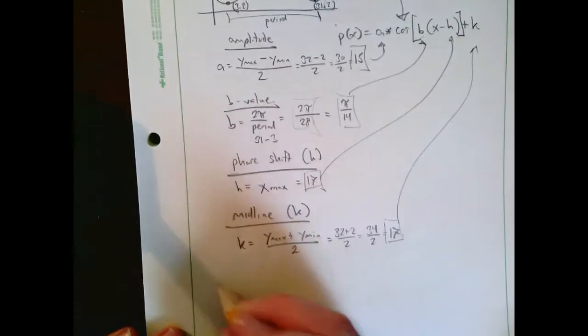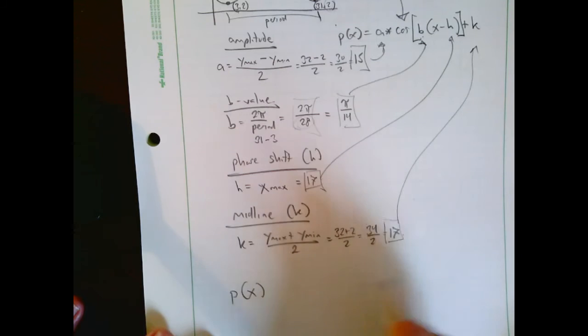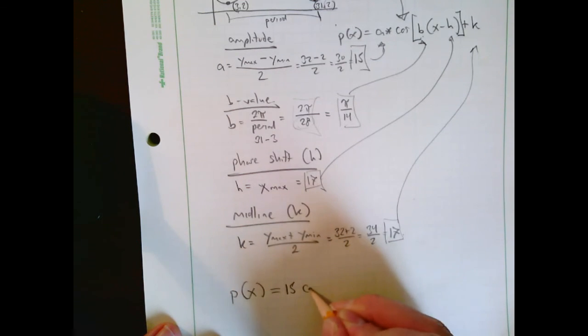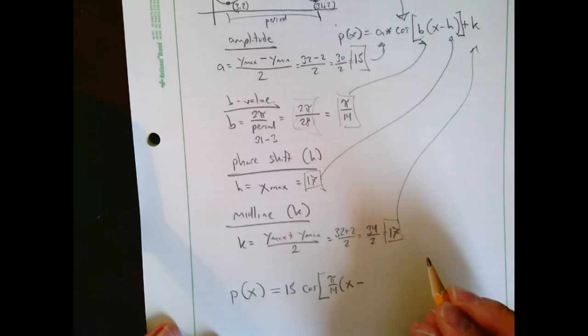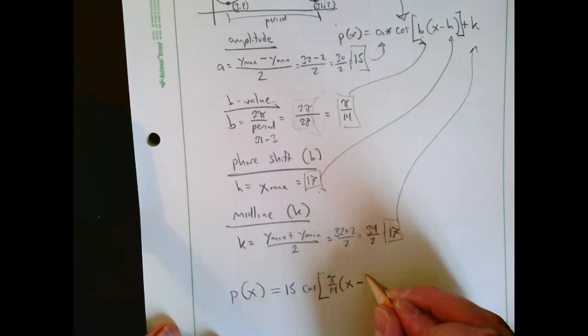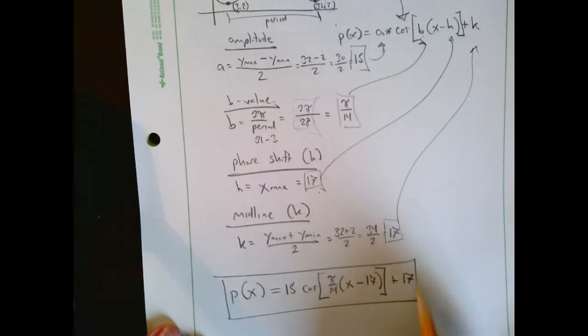Let's throw all this stuff together, shall we? Here's my function. Population of gerbils based on the day is 15 times my cosine value of pi over 14 times x minus, I just lost it, phase shift, 17. There's a whole lot of 17s in this problem, isn't there? Okay. And there we go.